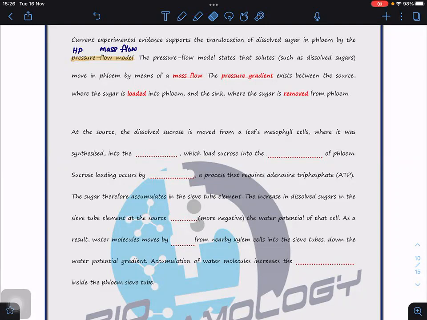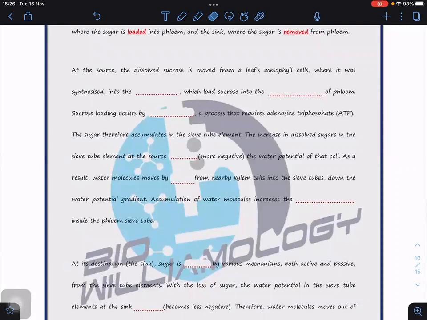At the source, what actually happens? The dissolved sucrose is removed from the mesophyll cells of the leaf, where it was synthesized, into the companion cells first. We are going to learn this later. The companion cell later loads the sucrose into the sieve elements of the phloem. The loading of sucrose requires ATP, so it's active transport, or more precisely, indirect active transport. So the sugar accumulates in the sieve element.